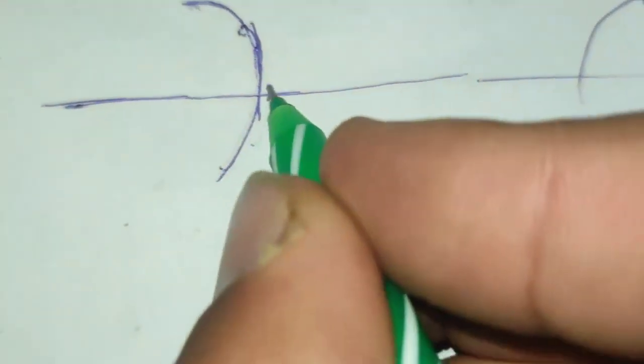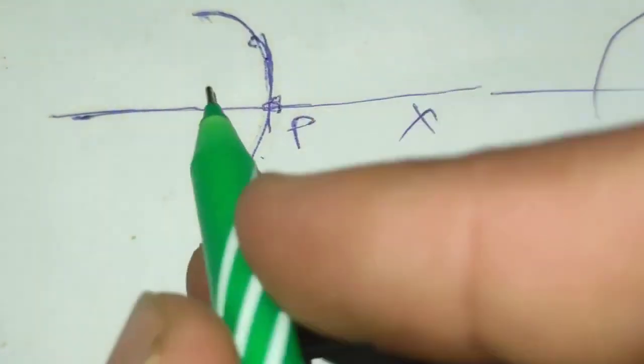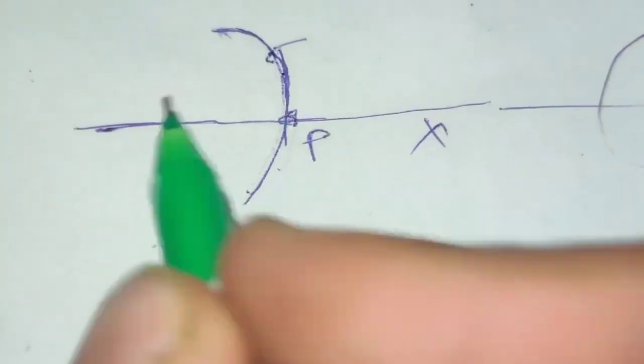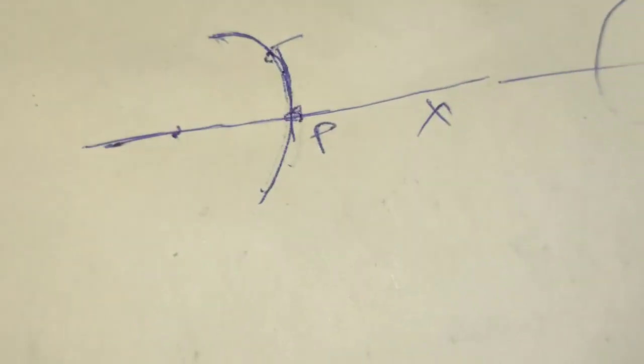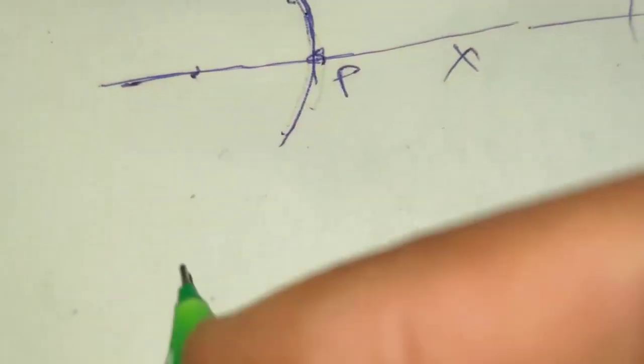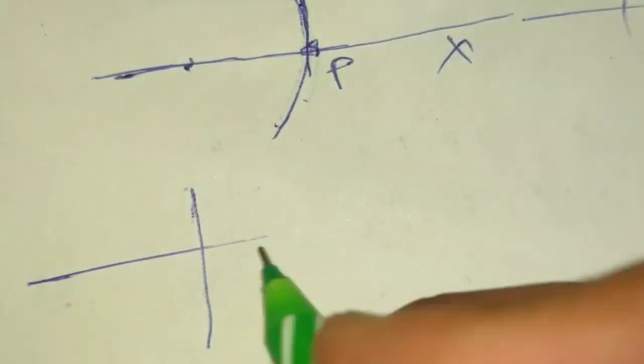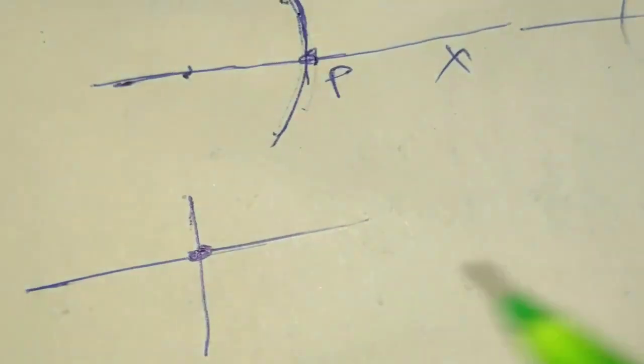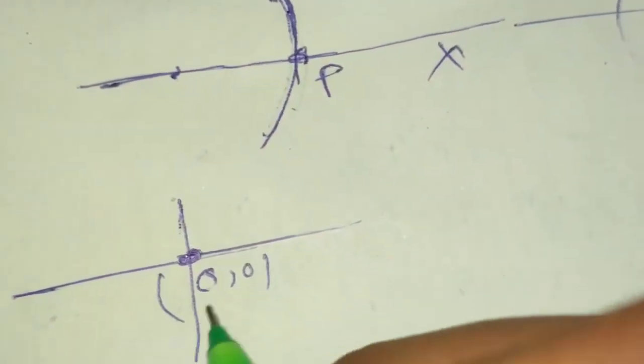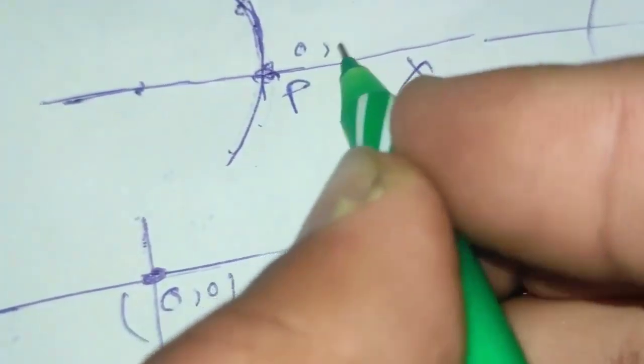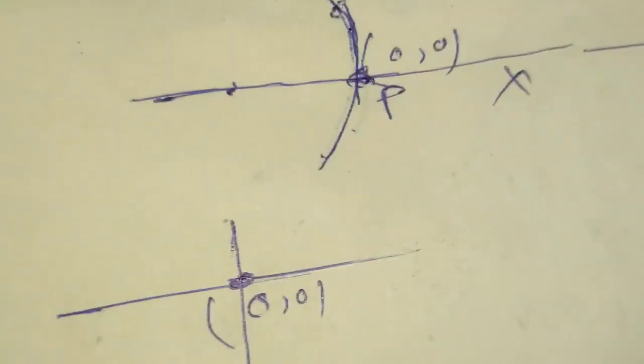Now we know this is the pole, this is the x-axis, this is the mirror part, this is the center of curvature, and this is the radius of curvature. Now, this is our coordinate system. This is the origin, this is O. So the pole acts like the origin.